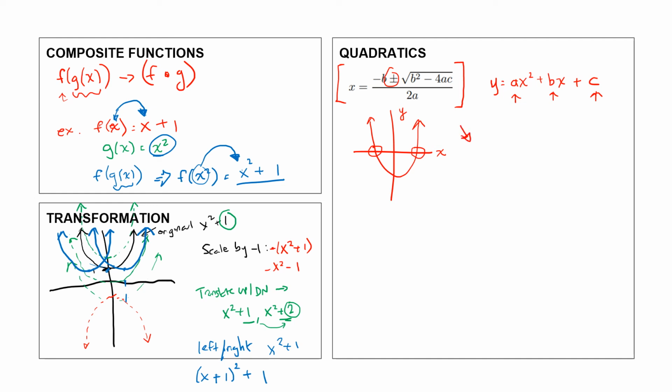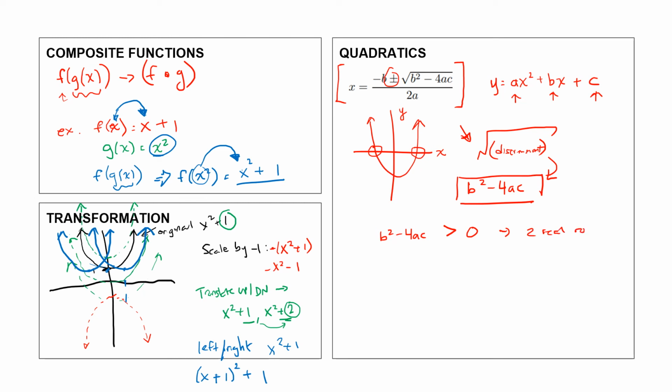Now, something very special about this. There's a couple shortcuts that hopefully you won't need to use your calculator for. The stuff inside the square root is called a discriminant. Discriminant. And let me write that out for us here. That's b squared minus 4ac. There's a couple very important things we should know about this discriminant, okay? If b squared minus 4ac is positive, so it's greater than 0, we have 2 real roots.